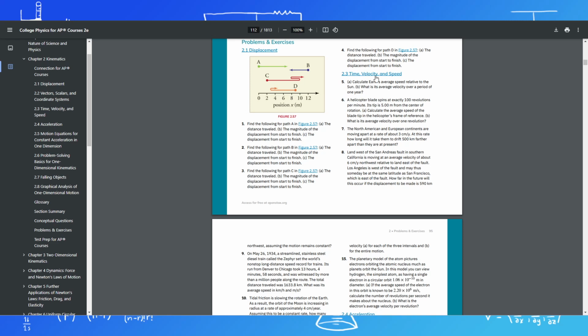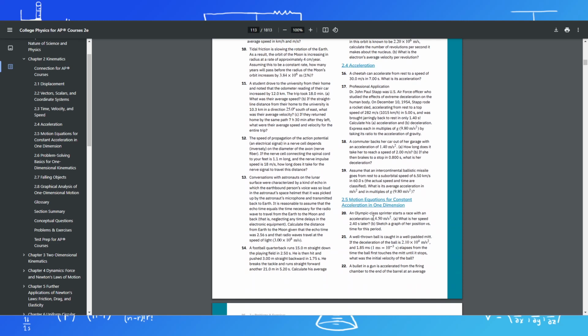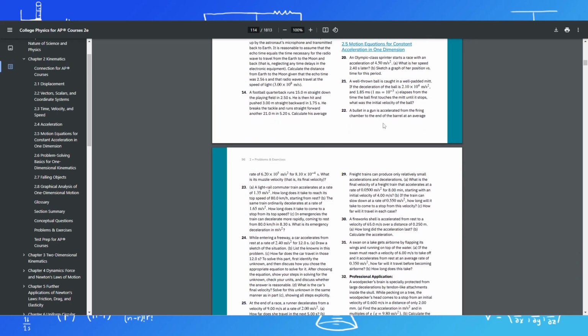We already talked about displacement and time, velocity, and speed. Yeah, let's skip over to the acceleration section. Especially over here, 2.5 motion equations for constant acceleration in 1 dimension. So we have, does 20 look interesting? Does it look different from anything we've done so far? Olympic class sprinter starts a race with an acceleration of 4.5. Yeah, that's standard. Nothing we need to worry about. We've already done enough that should be easy for you guys.